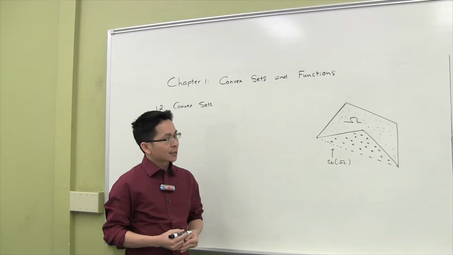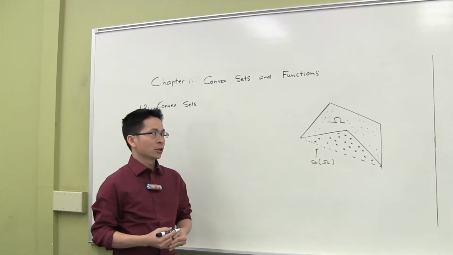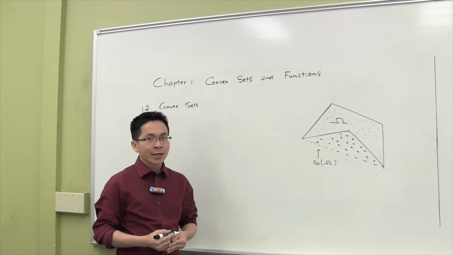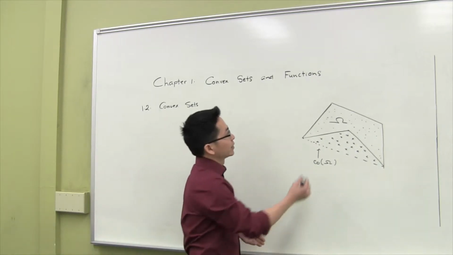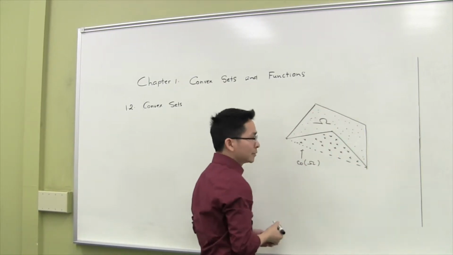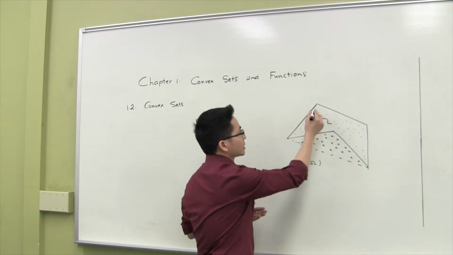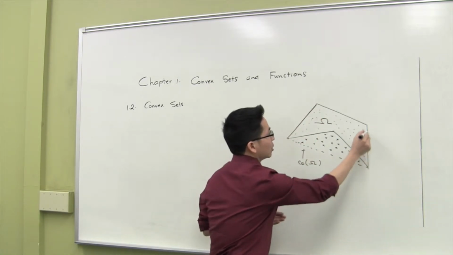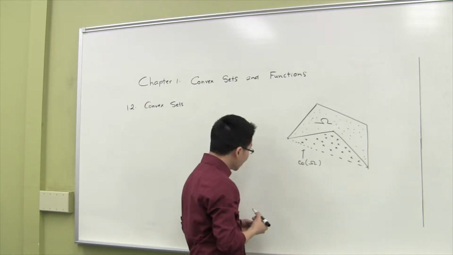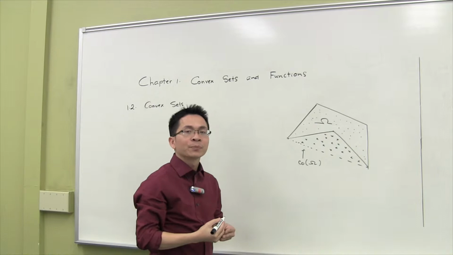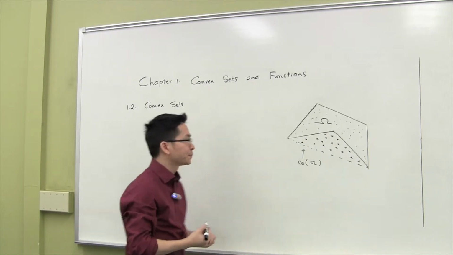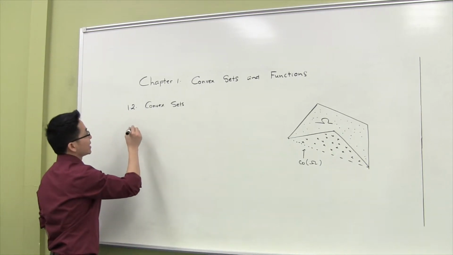Next, I'm going to discuss another important concept called the convex hull for a subset of Rn that is not necessarily convex. As we can see in this figure, this is a non-convex subset of Rn, and the smallest convex set that contains omega is called the convex hull of omega, and it is actually the intersection of all convex sets that contain omega. Okay, so this is the definition.